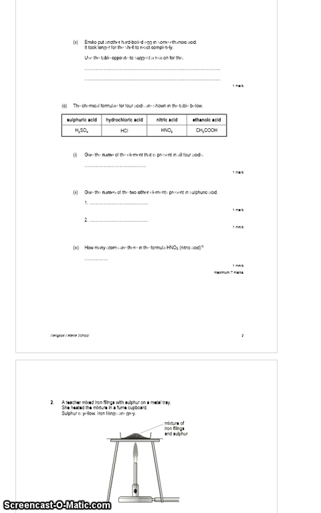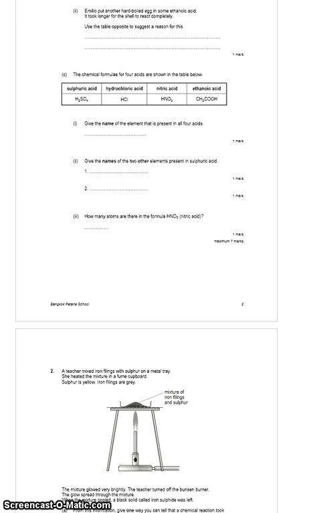So Amelia put another hard-boiled egg in ethanoic acid. It took longer for the shell to react completely. Use the table opposite to suggest a reason for this. So if we look up at the table above, we see that the ethanoic acid has a pH of 3.0. So the starting pH of the ethanoic acid was 3.0 and the hydrochloric acid was 1.0. So the ethanoic acid is less acidic than the hydrochloric acid.